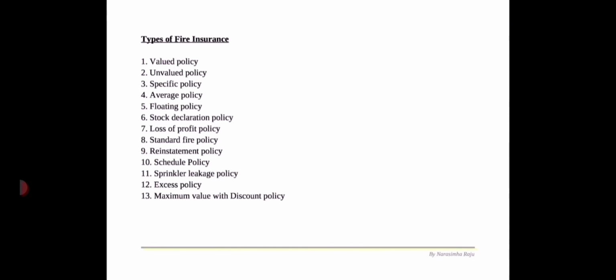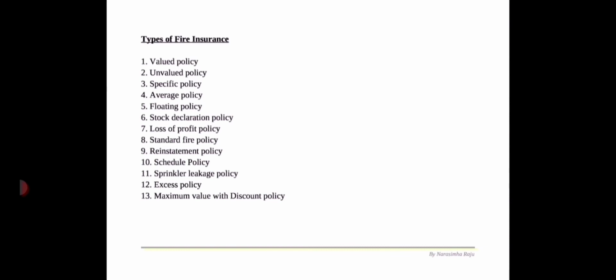And the next type of fire insurance policy is stock declaration policy. This policy is taken for covering the stock where great fluctuations in the value can happen throughout the contract period. On such policies, 75% of the premium has to be deposited in advance. The maximum liability of the insurance company is specified in the policy by the insured. At the end of the year, the average stock and the final premium is calculated.